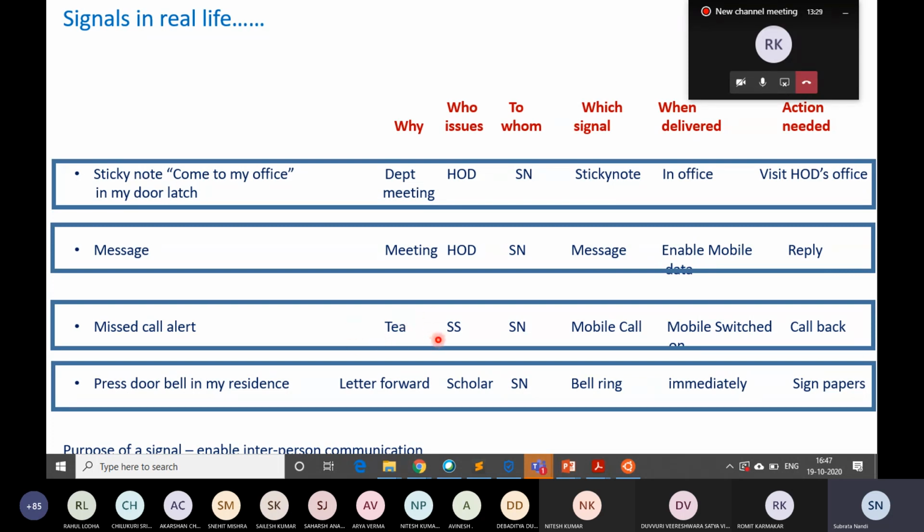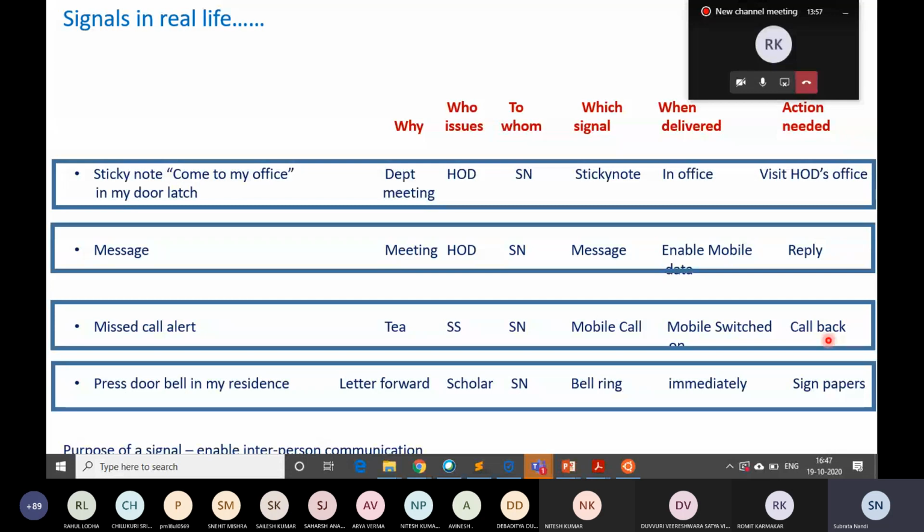Maybe some of my colleagues, like Sujoy, wants to inform me about our tea break. He wants to call me to the tea stall. So there's a missed call alert, and that is also intended for me. The signal is a mobile call. When it is delivered, maybe although he has given me a call, my phone was switched off. Once I switch on my phone, I get the missed call alert. The immediate action is that I call back to ask whether you are still in the tea stall, I can just join you.